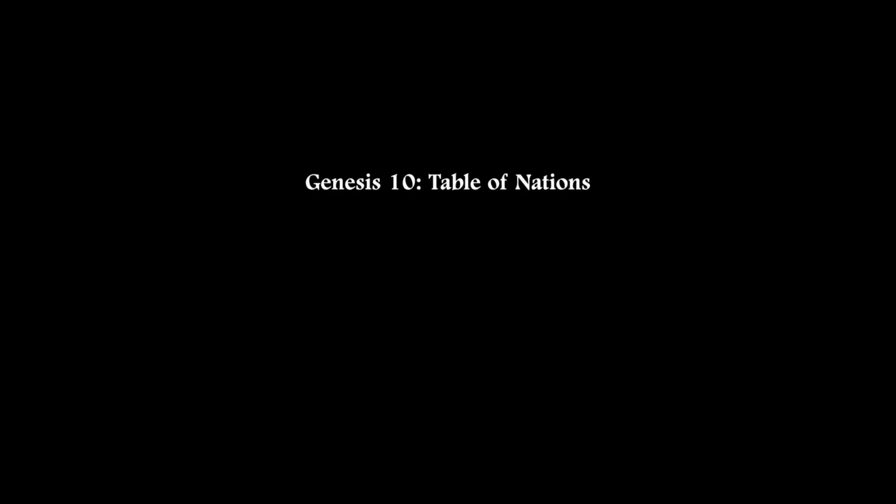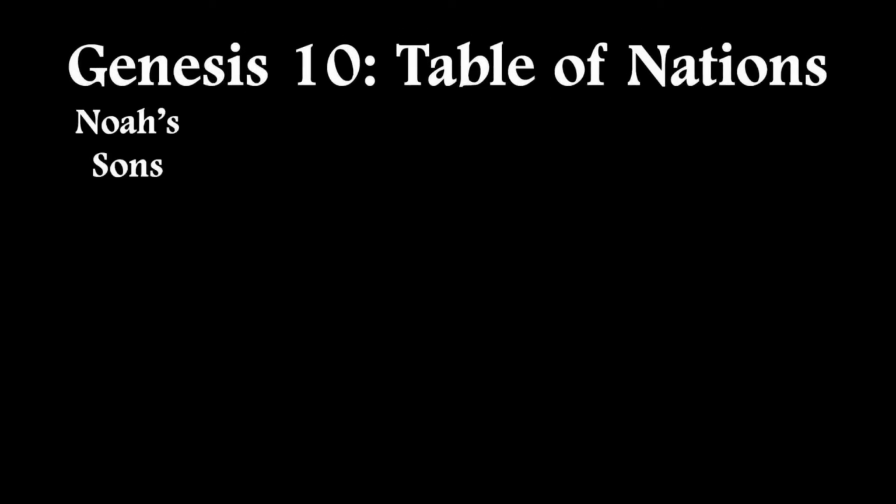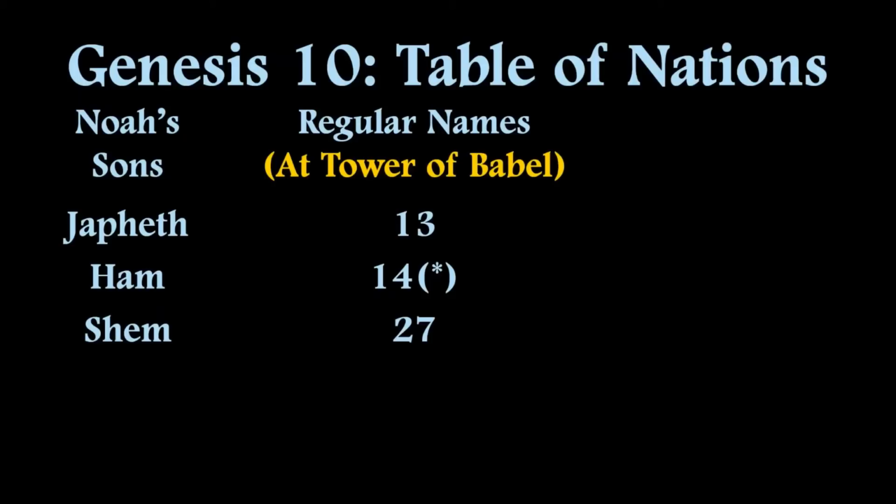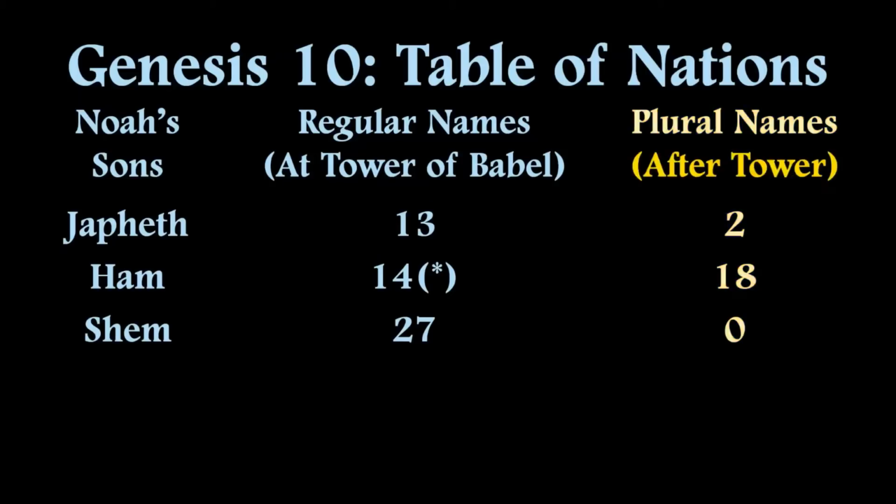And if you look at the table of nations and total the descendants of Noah's sons, the regular names from Japheth are 13 names. The descendants of Ham have 14 regular names. We're going to talk about that asterisk in a minute. And then the descendants of Shem have 27 regular names. We can say confidently that these people were present during the Tower of Babel. Then you can also total up the plural names from the table of nations, 2 from Japheth's family, 18 from Ham's family, none from Shem's, for a total of 20, and surmise that these 20 peoples came after the dispersion of Babel by God.